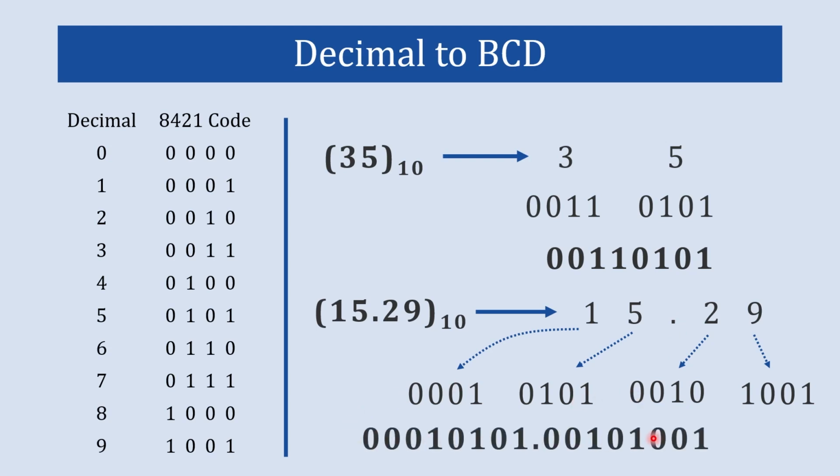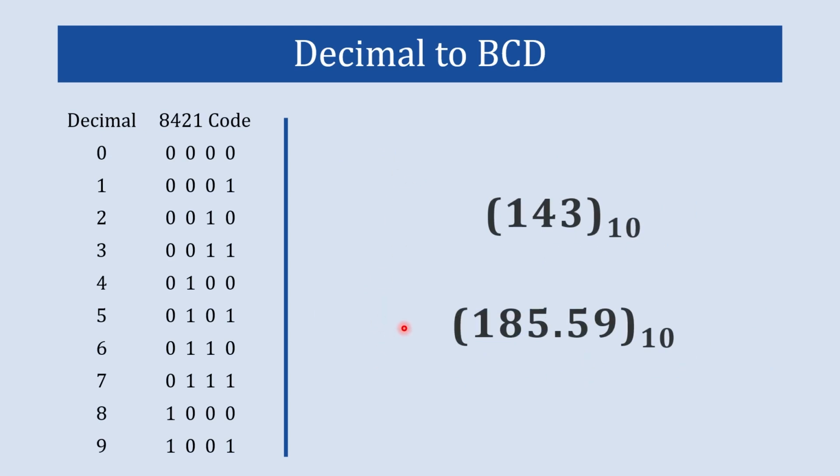So this is our entire number, the BCD code equivalent to this decimal number. So that's how you can convert the decimal number into this BCD code. Here you have two examples to solve by yourself. Do it now and quickly write the answer in the comments below so that you can verify whether you have learned the concept correctly or not.